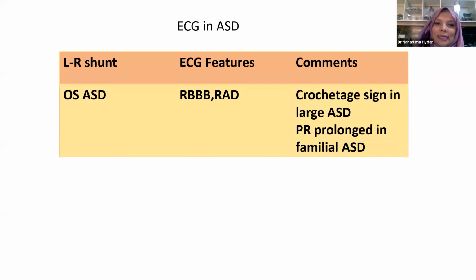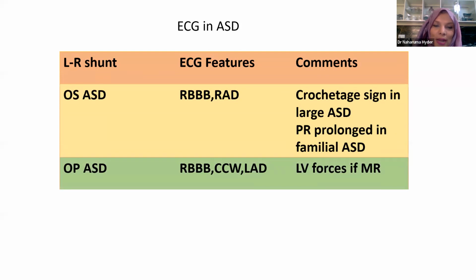In ASD secundum, right axis or normal axis, and crochetage sign in large ASD can be present, and PR prolongation may be present in familial ASD. In ASD primum or secundum along with RBBB, we will get left axis deviation with counterclockwise loop. And we know that in ASD primum, there is sometimes cleft anterior mitral leaflet, which produces MR. So LV forces can also be seen in the ECG.